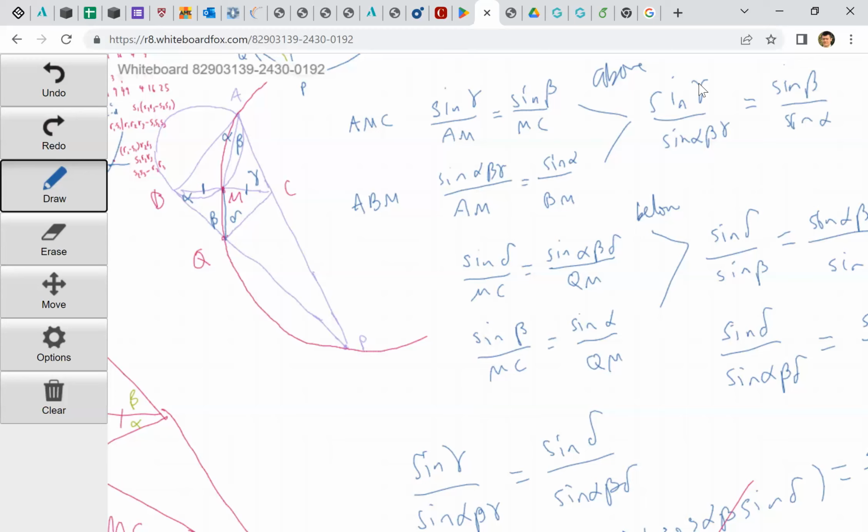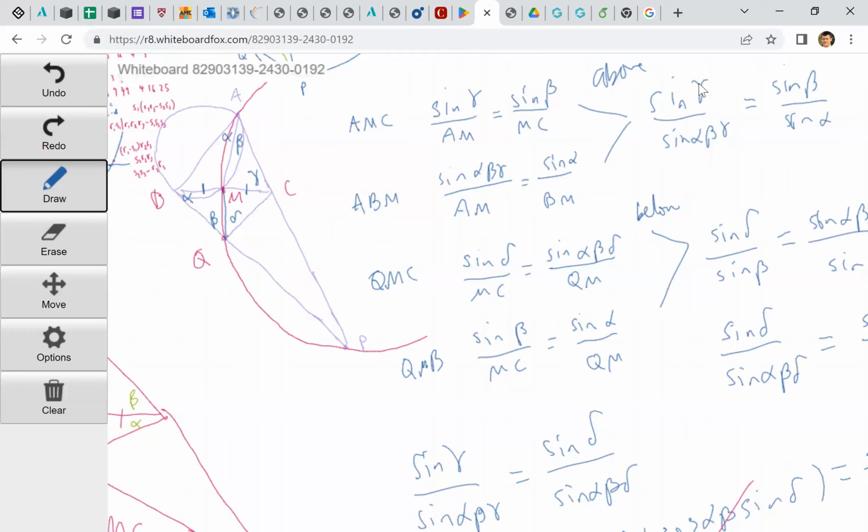Then we do the same things for the triangles below BC. The triangles below BC are QMC, and then QMB. It should be QMB, but it makes no difference. So you do four sine rules, yeah?